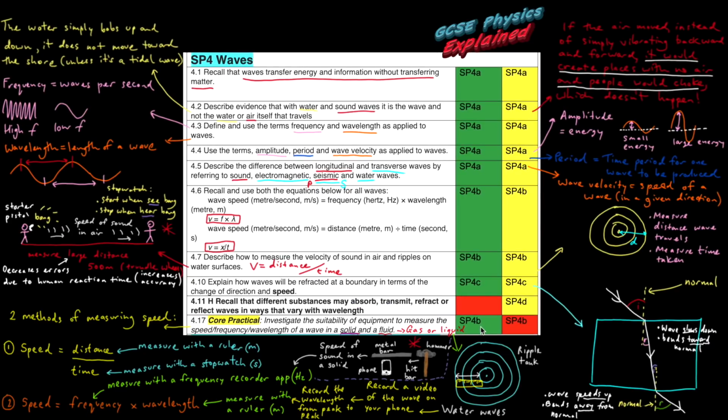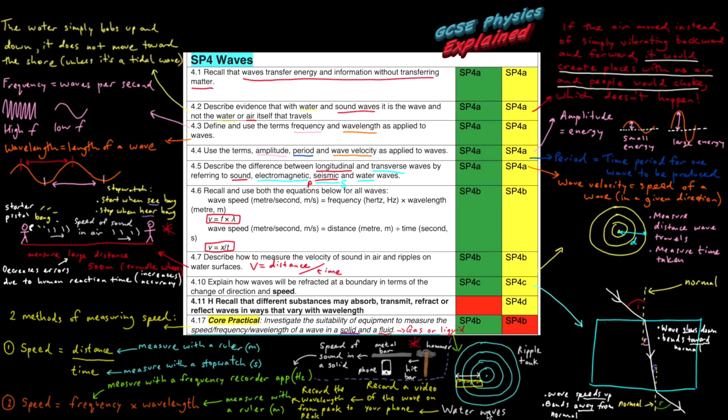So let us explain about the core practical. So the core practical from lesson SP4B is to investigate the suitability of equipment to measure the speed, frequency and wavelength of a wave in a solid and in a fluid. So a fluid, we'll categorise that as a gas or liquid. So I've explained how to get the speed in a gas when I've explained about how to get the speed of sound in air. To get the speed, frequency and wavelength in a liquid, we'll use the ripple tank with water waves.